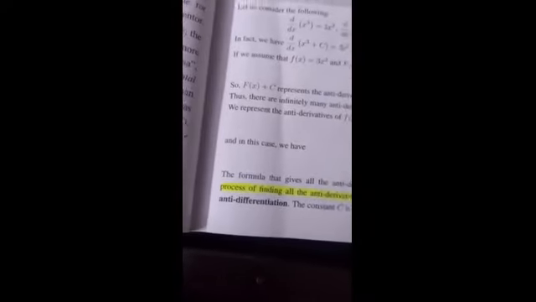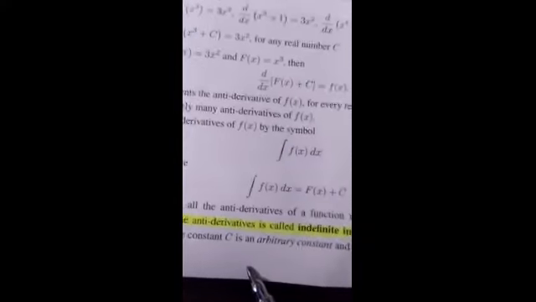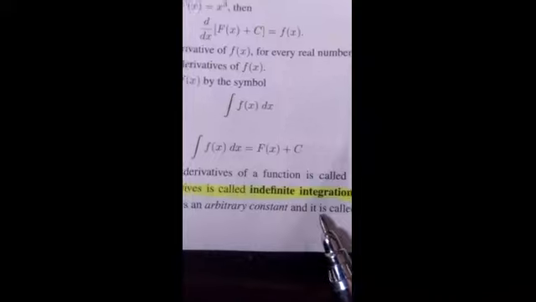It means whenever the word antiderivative comes, you have to find its integration. You have to find antiderivative means integration, that is indefinite integration, or anti-differentiation also. It is one of the same thing. The constant c is an arbitrary constant and it is called constant of integration. A small c is added in indefinite integration, which you have to write in your answers.